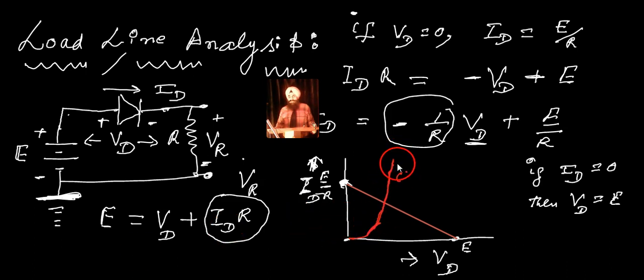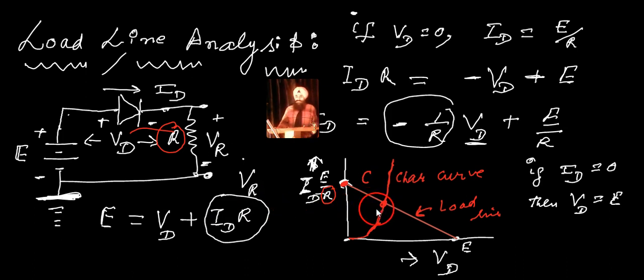Now this curve is a diode characteristics curve. But keep in mind, this characteristics curve is the graph between the applied voltage versus the diode current. This is the load line. Now one thing is very important. The load line cuts the characteristics curve at this point. This point is very, very important, called the Q point.